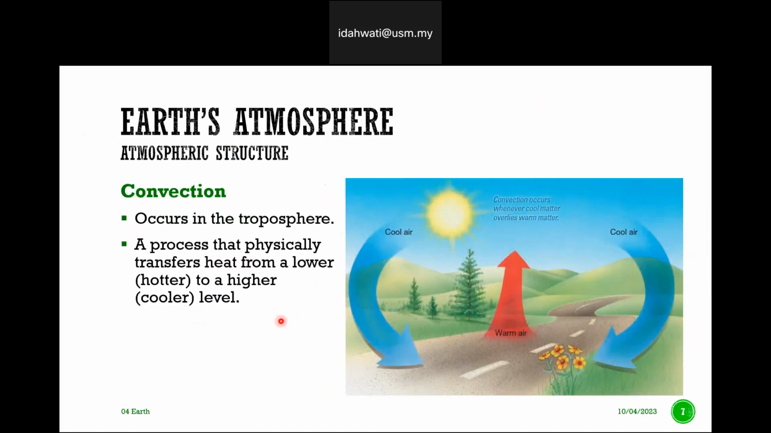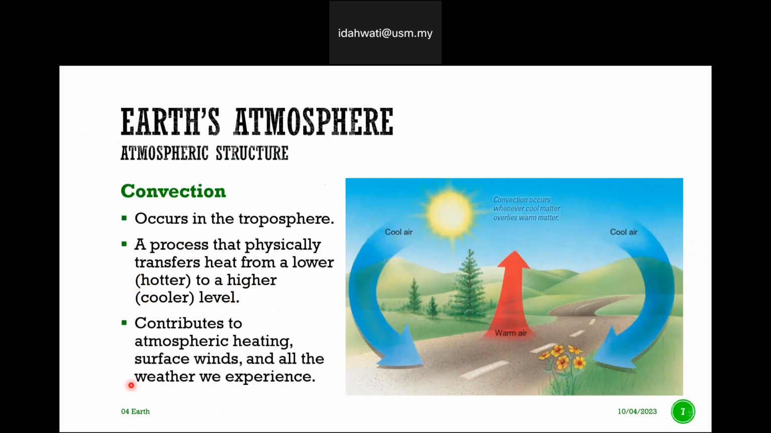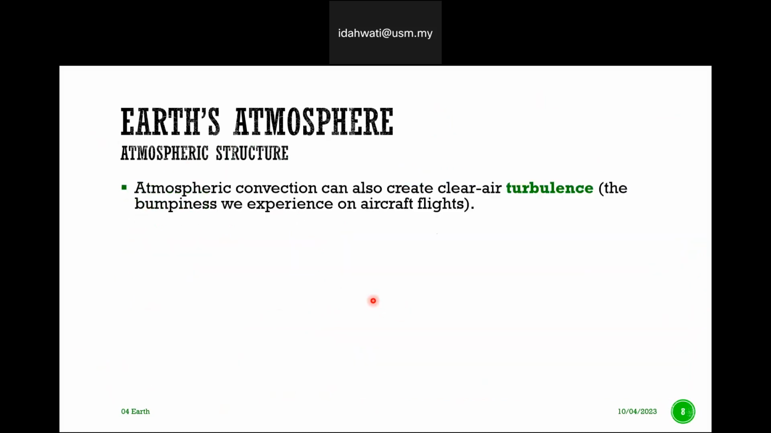Now we go to the convection process, which happens in the troposphere. It is the process that physically transfers heat from a lower, hotter level to a higher level. The lower level represents the hotter one, and the higher level represents the cooler. This contributes to atmospheric heating, surface winds, and all the weather we experience. So that is all about the convection process.